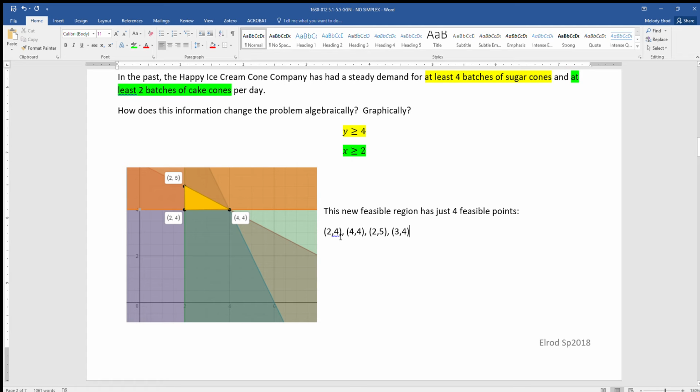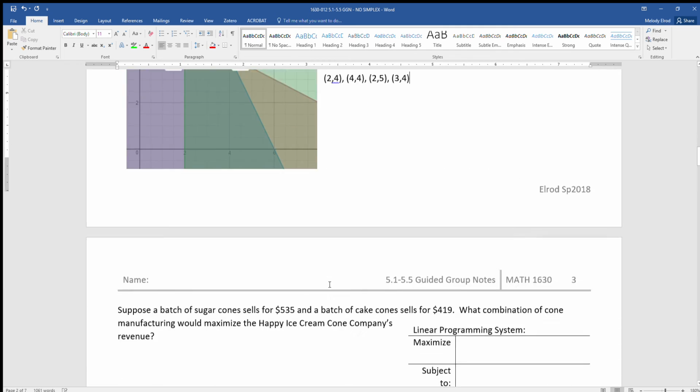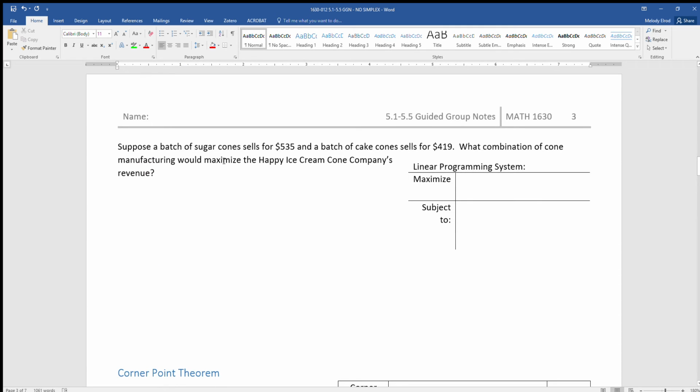Maybe it depends on your labor costs in the baking and mixing departments. Maybe it depends on the amount of materials you need to make cake or sugar cones. Maybe it depends upon the profit that you bring in based on cake and sugar cones. And in fact, we're going to look at a scenario where the revenue is what we know. Suppose a batch of sugar cones sells for $535 and a batch of cake cones for $419. So we know how much money is coming in.